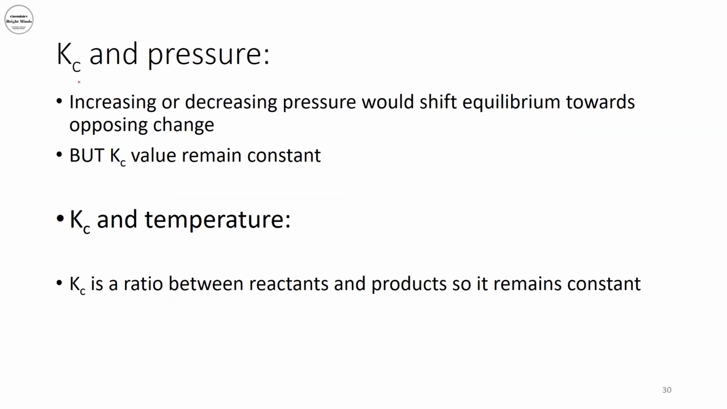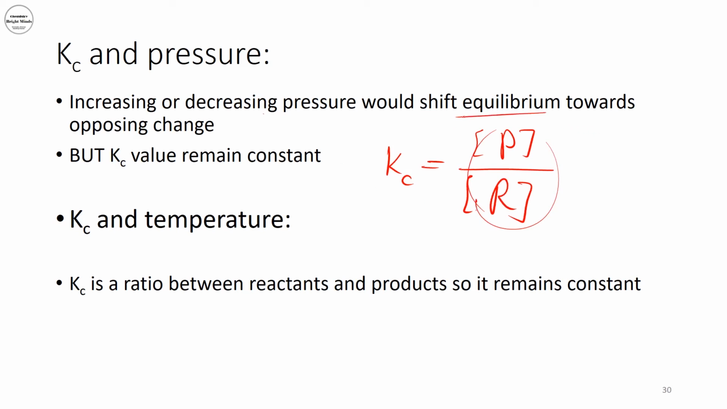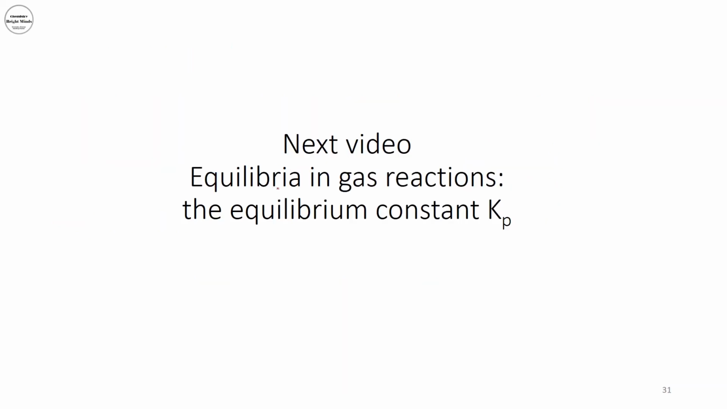Now, what about the equilibrium constant and the pressure or temperature? Like we said before, the equilibrium constant is a ratio between the concentration of my product divided by the concentration of my reactants. This is why the ratio never changes, and that change would only shift the equilibrium towards opposing this change.